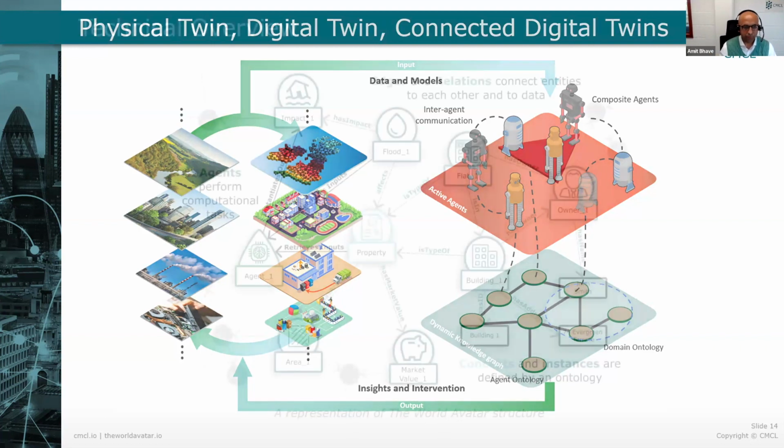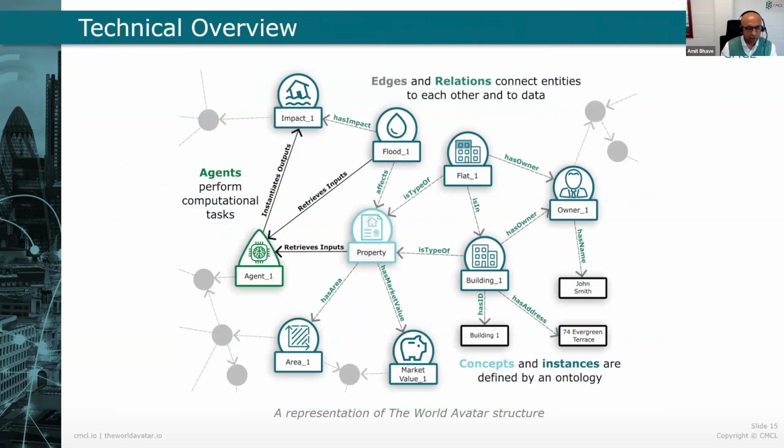So I mentioned knowledge graphs, and this is where I introduce concepts and instances. I'm sure on day 2 I'll see a lot of talks on this topic, but for those who are new to this, what we see here as a knowledge graph is that there are different concepts, such as, for example, a property. Then there are different instances. So Building 1 is a type of that property.